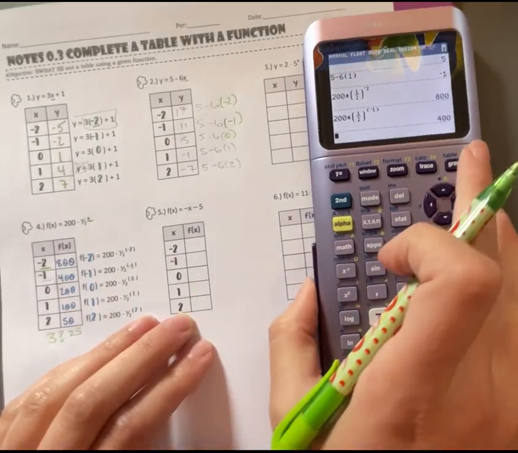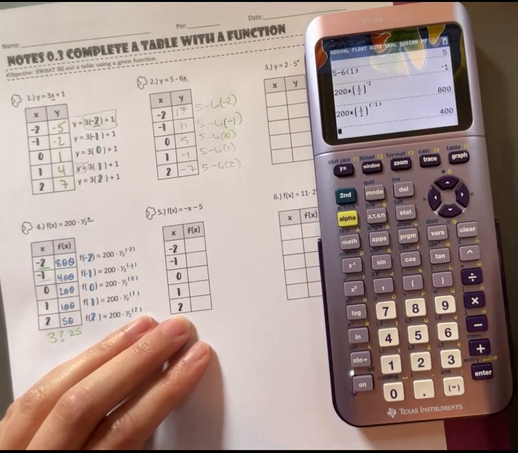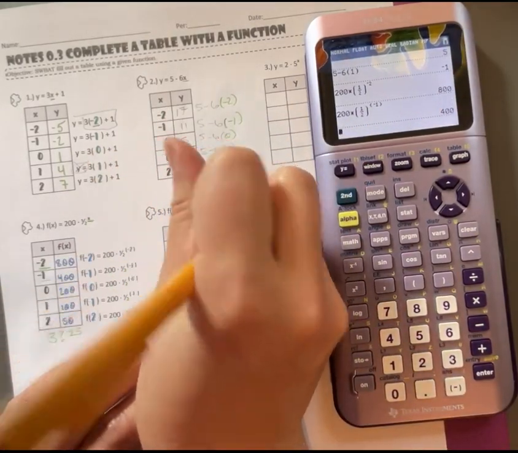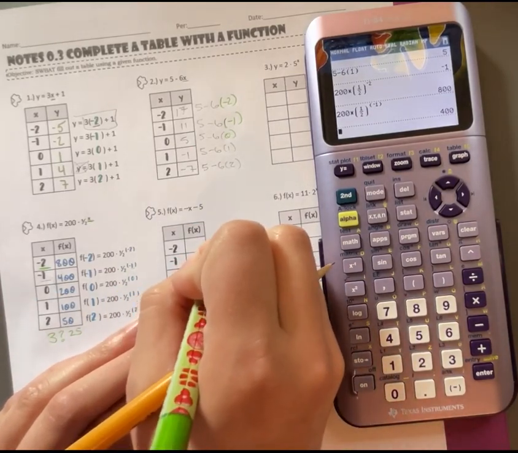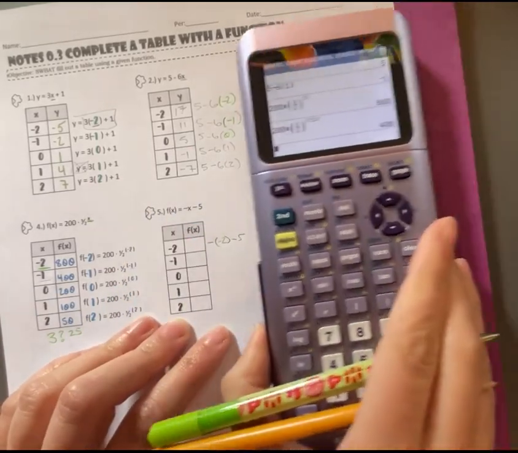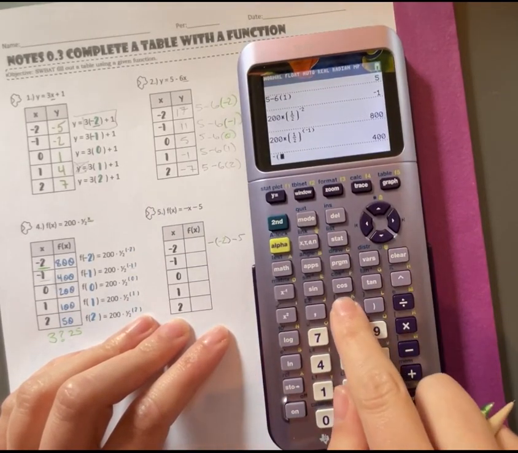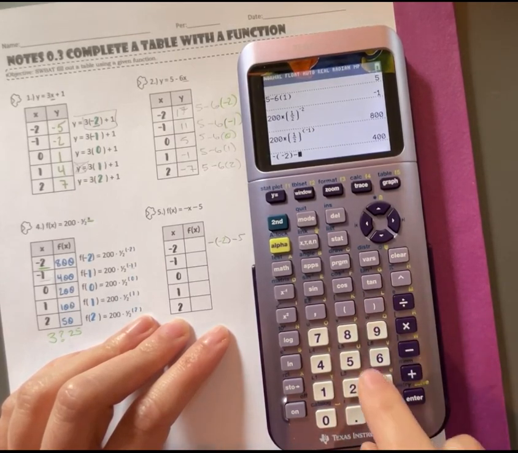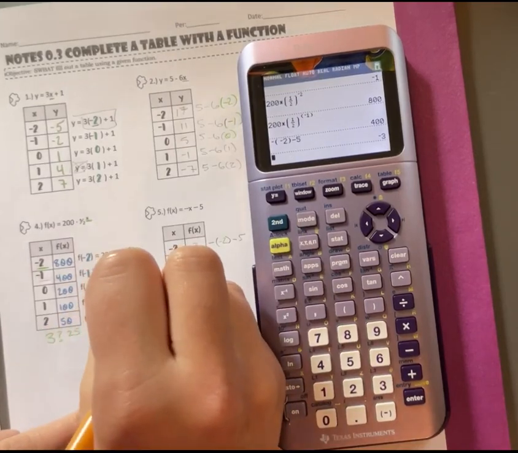Let's look at this last one here. So now we have negative x minus 5. So I have negative, replace my x, minus 5. And I'm replacing my x with a -2. Make sure you use those parentheses or else you're going to make silly sign mistakes. So I have negative, parentheses, -2 minus 5. And I get a -3 as my answer.